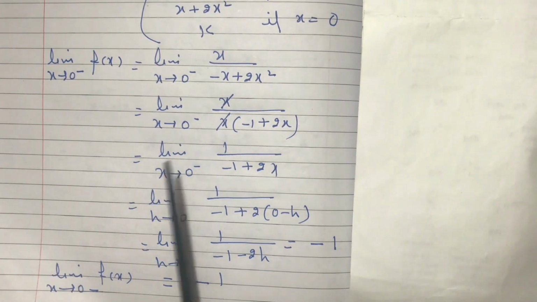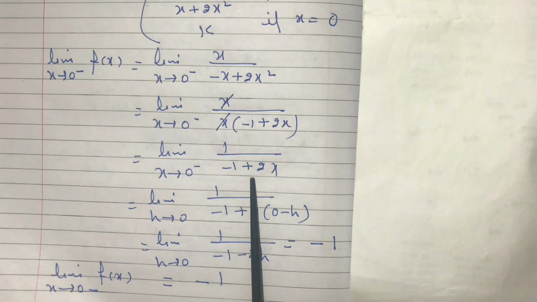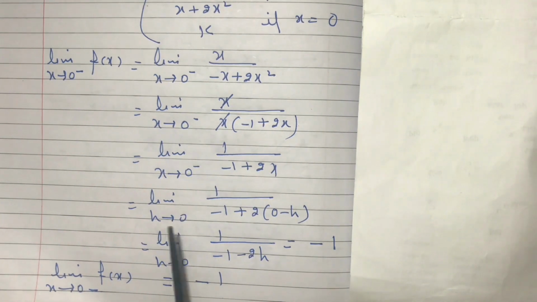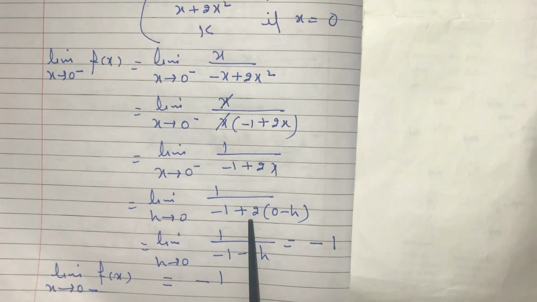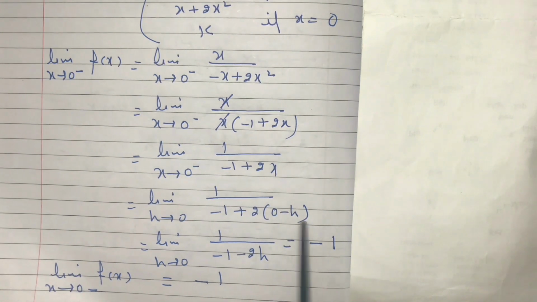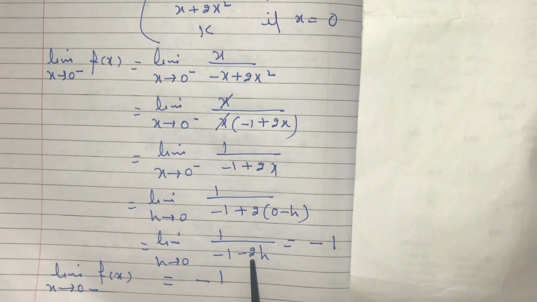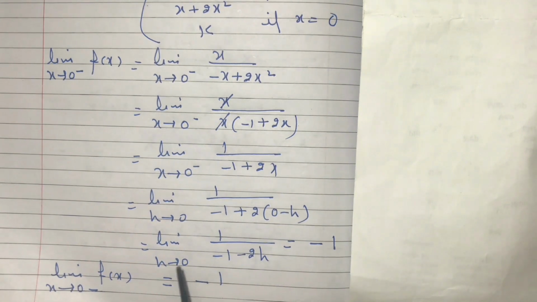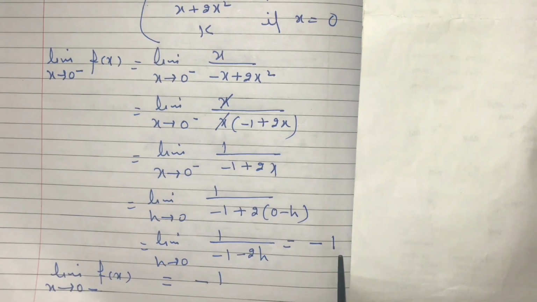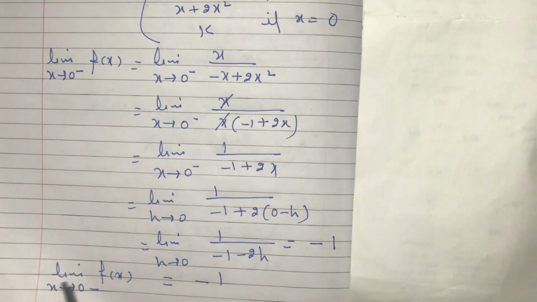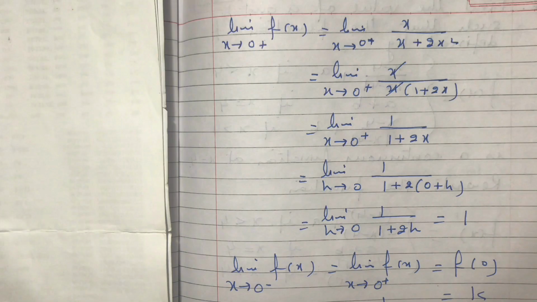now this is equal to limit x tends to 0 minus 1 upon minus 1 plus 2x. So limit x tends to 0, 1 upon minus 1 plus 2, so instead of x, write 0 minus h. So this is equal to limit 1 upon minus 1 minus 2h. And instead of h, write 0. This is equal to minus 1. So left hand limit is minus 1.